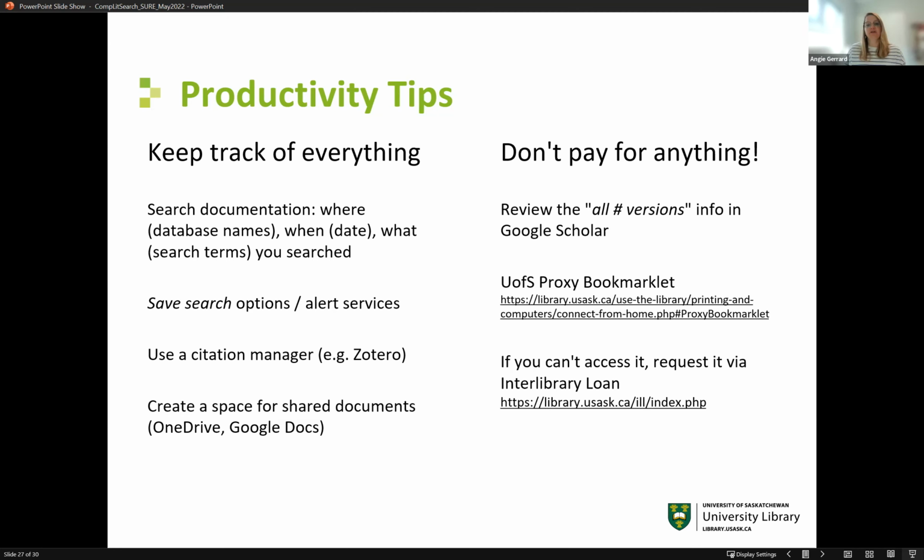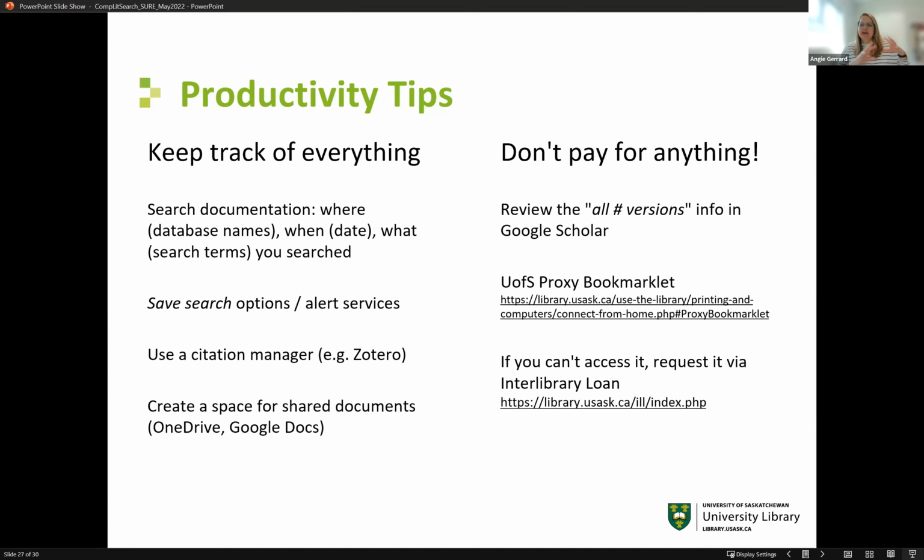Another thing that might be helpful is having a shared space. If you're working on a team, you might want to, before you get too far into it, say, okay, where are we going to store our documents? There's nothing worse than having 5 different versions of files and a final version 3, so it's that idea of where we have a shared space. OneDrive is the university's online space, but you might want to use something like Google Docs as well.